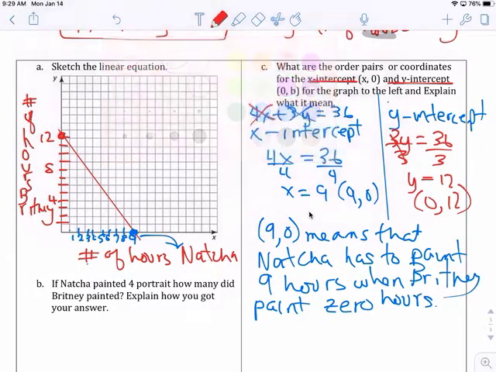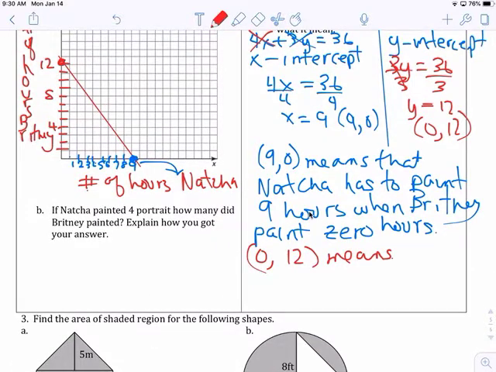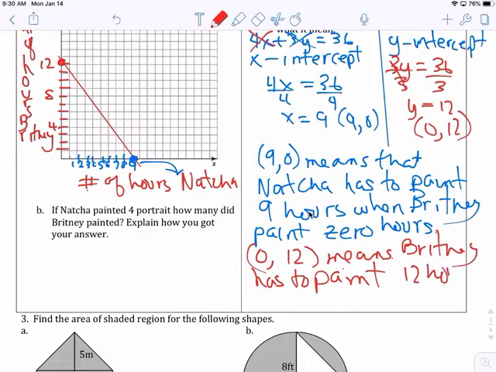(0, 12) means Brittany has to paint 12 hours when X, that's X, X is Natcha, when Natcha works paint 0 hours.